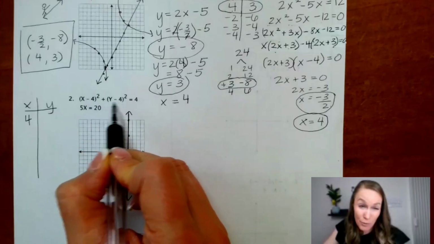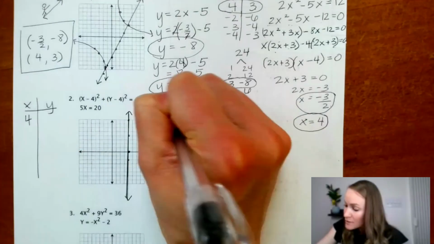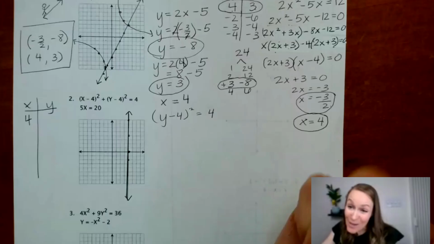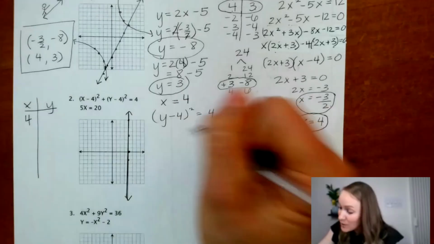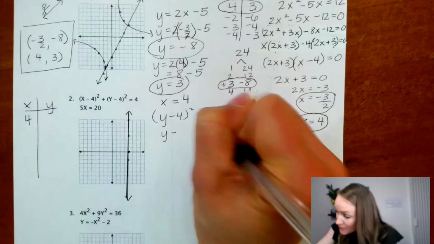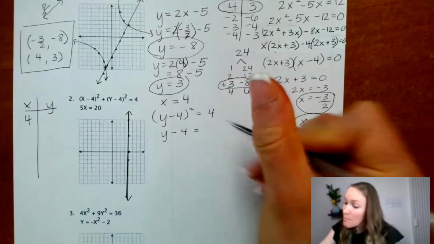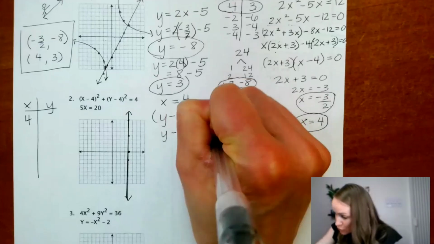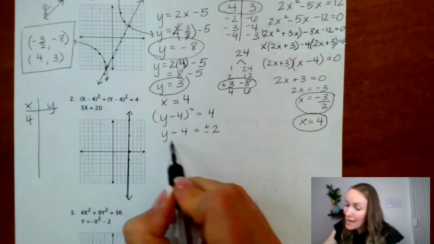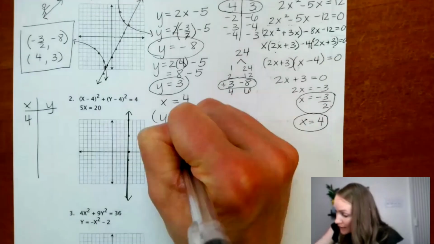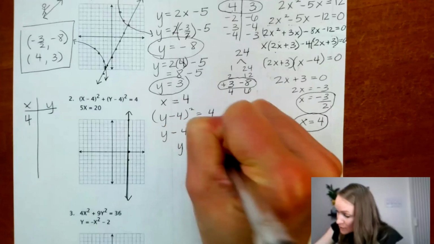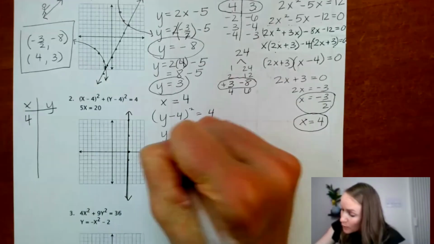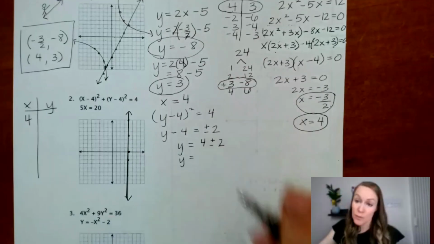So I still need to figure out what y is. So y minus 4 squared equals 4. Now I am going to need to square root both sides, and when I do that, I get y minus 4 equals plus and minus 2. So now I need to add a 4 over to the other side. So y equals positive 4 plus and minus 2. This is going to give me two solutions. So the first solution is going to be y equals 4 plus 2. That's going to be 6.